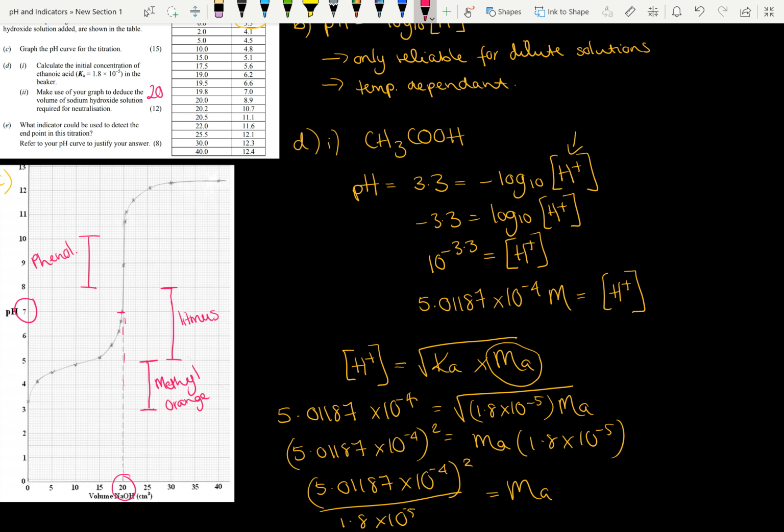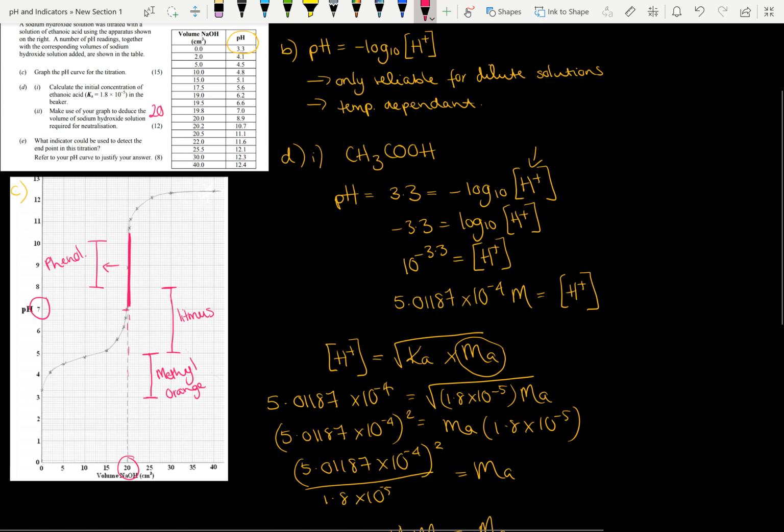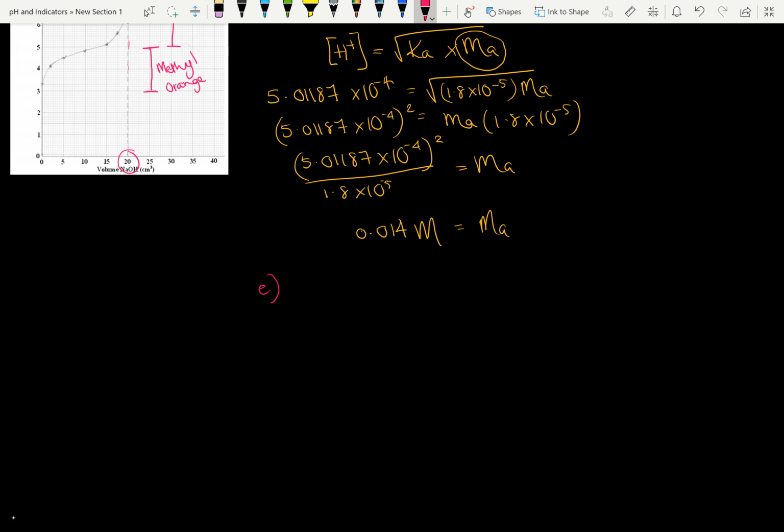So in terms of selecting an indicator, we need an indicator that is going to change colour and that its range corresponds with the steep part of the graph. So here's our steep part of the graph, and we really only got one option that we're going to choose. We are going to choose phenolphthalein. So our indicator, let's just write that there, our indicator is going to be phenolphthalein. And how do we explain our answer? Well, its range is 8 to 10, which corresponds with the steep part of the graph.